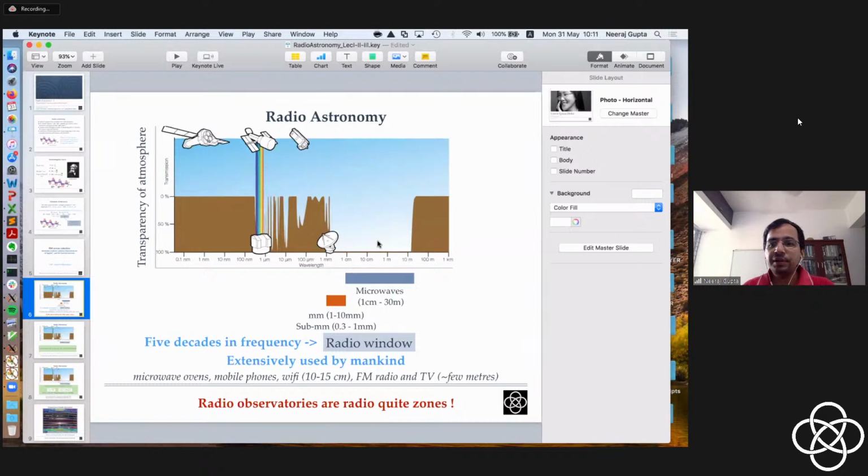Now, another very important thing to realize is that unlike other parts of the electromagnetic spectrum, the radio spectrum is very extensively used by mankind. And this is gradually changing, because slowly we are beginning to occupy more and more of the electromagnetic spectrum. But just talking about the radio window, all of us have microwave ovens at our homes or even in offices. Everyone now uses mobile phones.